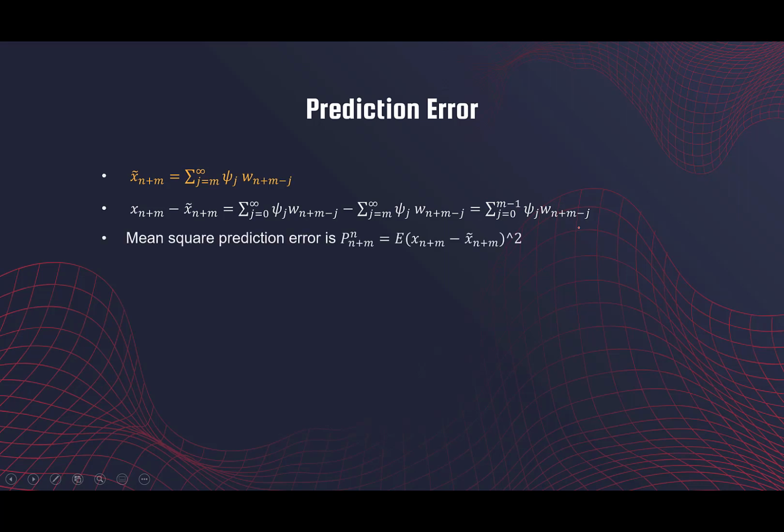Okay, so the mean square prediction error is expectation of the square of this difference, and this ends up being just this. So sigma squared is the variance of your white noise, and you end up with this sum of psi j squares. The psi j's are from the causal representation.